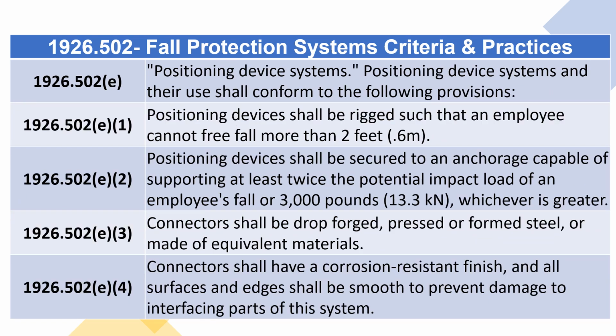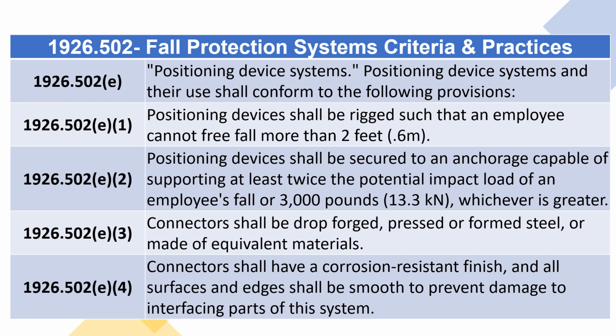1926.502(e) Positioning device systems. Positioning device systems and their use shall conform to the following provisions. 1926.502(e)(1) Positioning devices shall be rigged such that an employee cannot free fall more than 2 feet (0.6 m). 1926.502(e)(2) Positioning devices shall be secured to an anchorage capable of supporting at least twice the potential impact load of an employee's fall or 3,000 pounds (13.3 kN), whichever is greater.